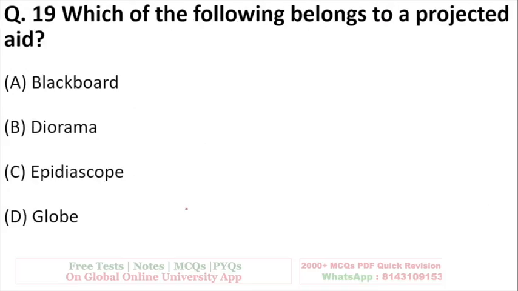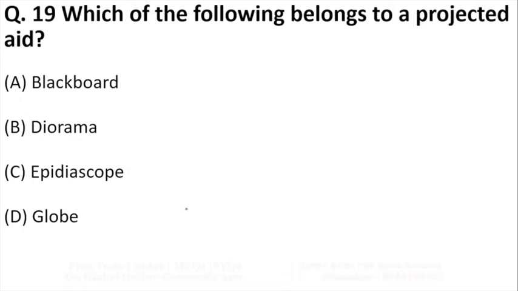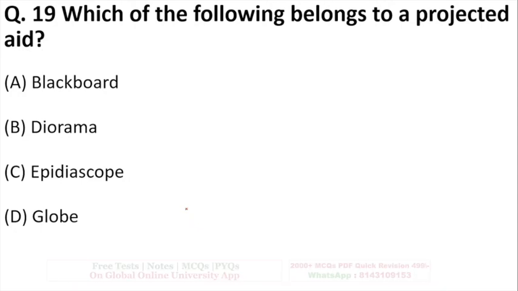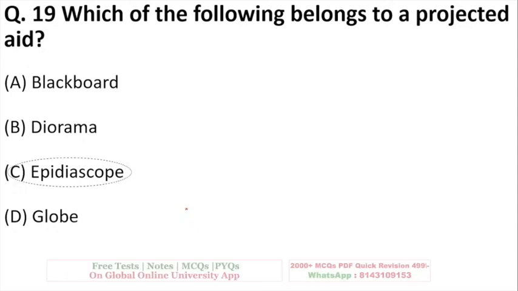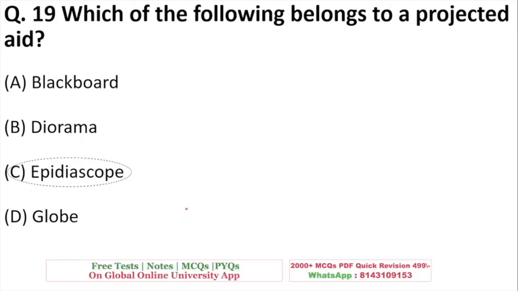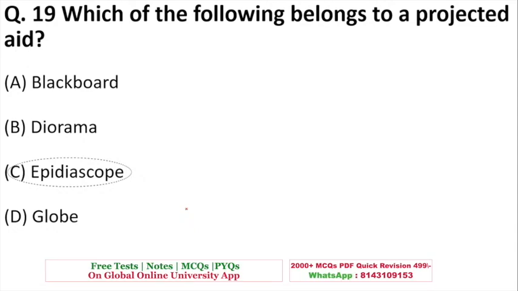Which of the following belongs to a projected aid? So an example of projected aids is your epidiascope. Okay, so it is a kind of optical projector which works on transparent or opaque objects.